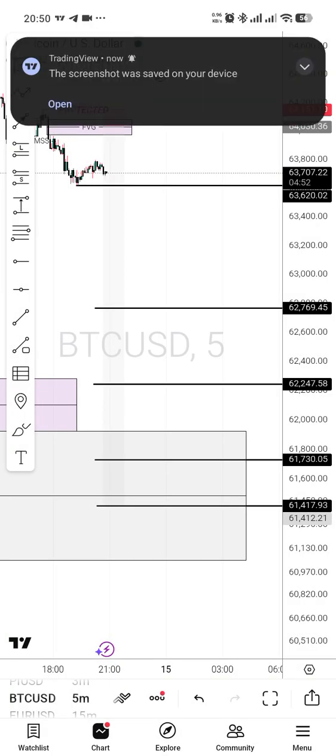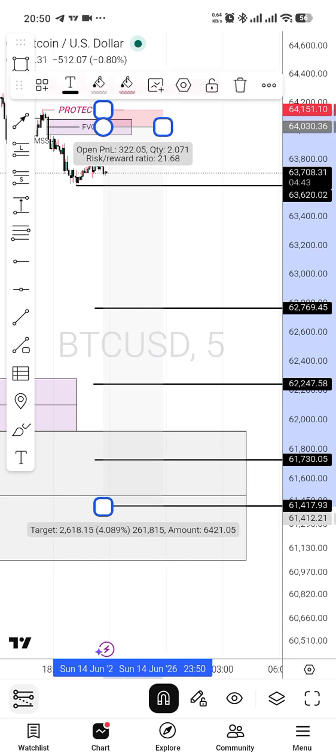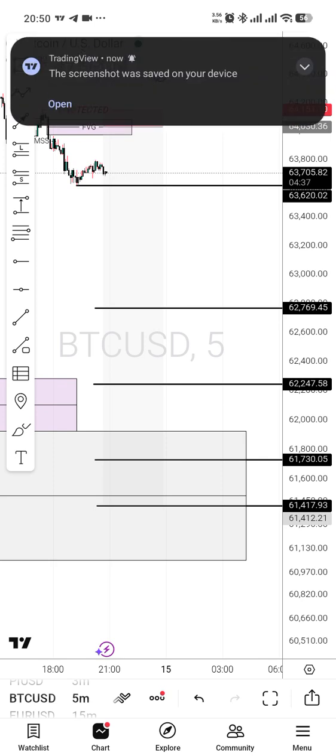Let's just see what the market will do at the end of the day. If it triggers, fine. If it doesn't, we'll look for another entry. So that's just it for now. I'm ending this video here, and we'll post a follow-up video later on to show the result.